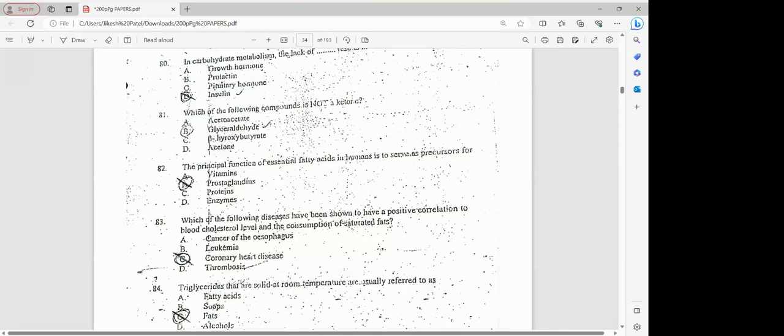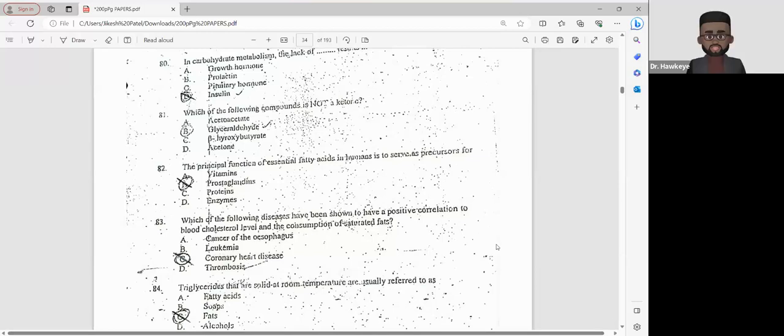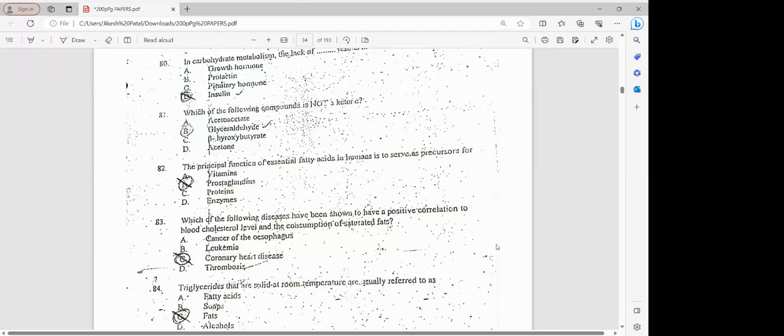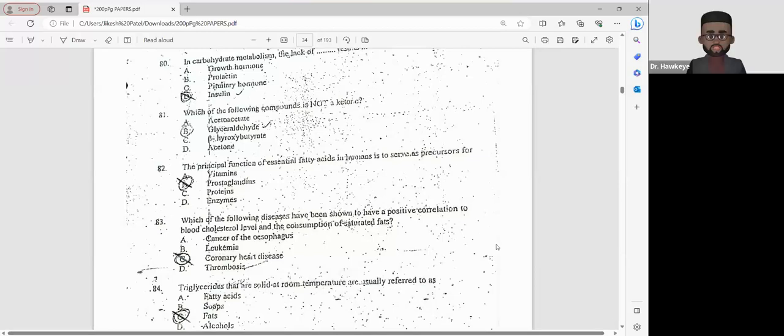Okay, so which of the following compounds is not a ketone? Patrick, tell me the answer. Glyceraldehyde. Yep, that's an aldehyde, yeah.